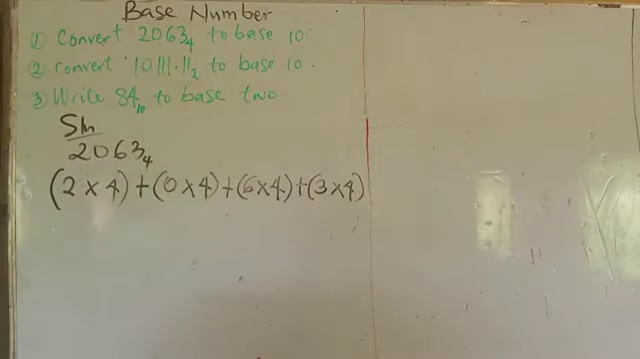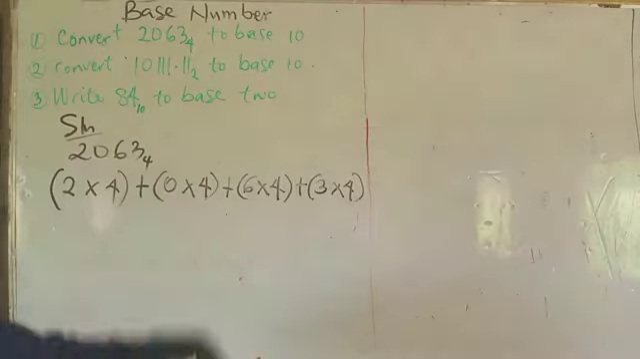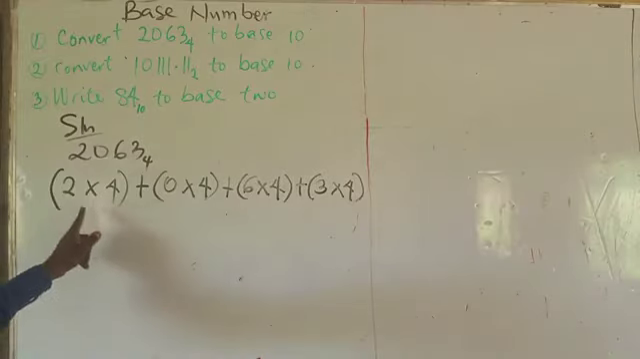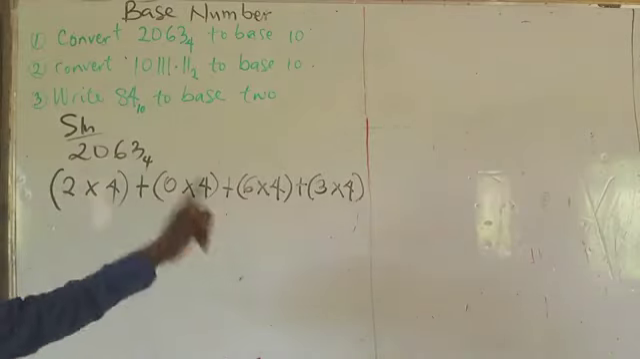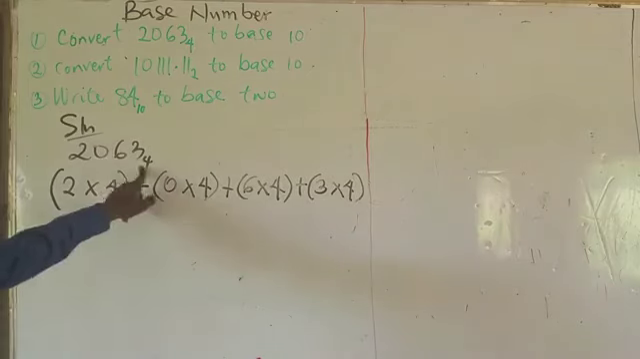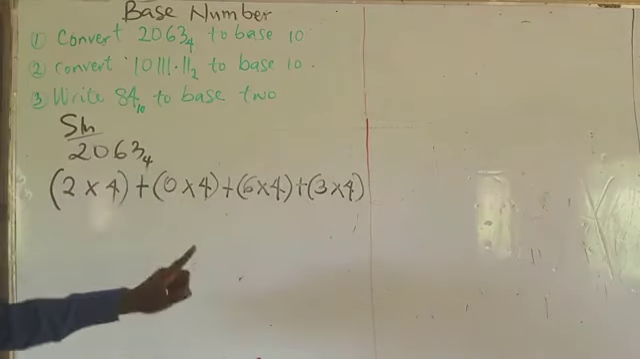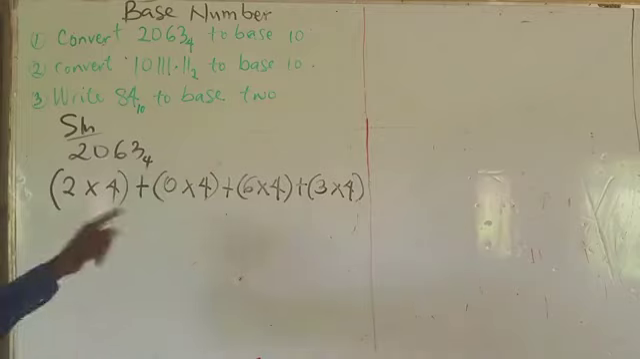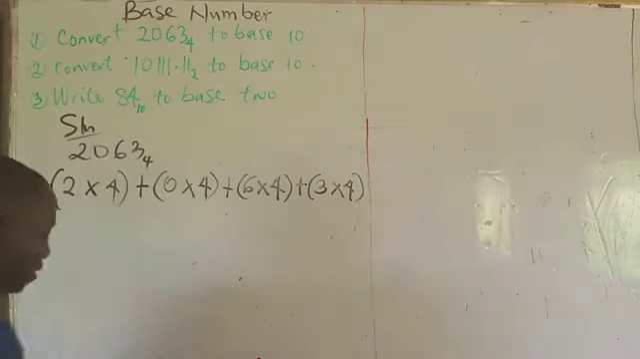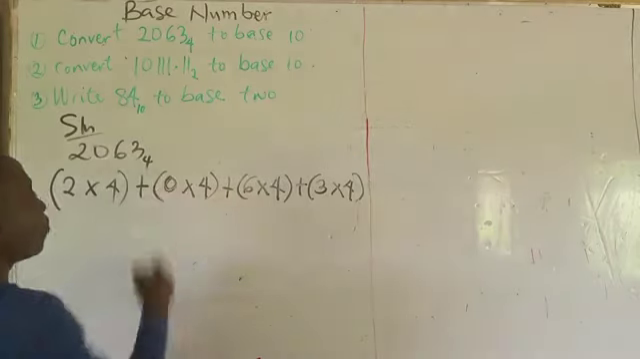That is what you must do on the first line. You are multiplying each of the numbers by the base you are converting from, in this case base 4. So we are converting this to base 10. Don't forget, to base 10.